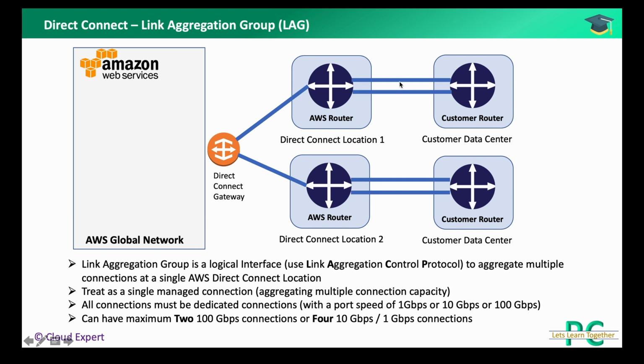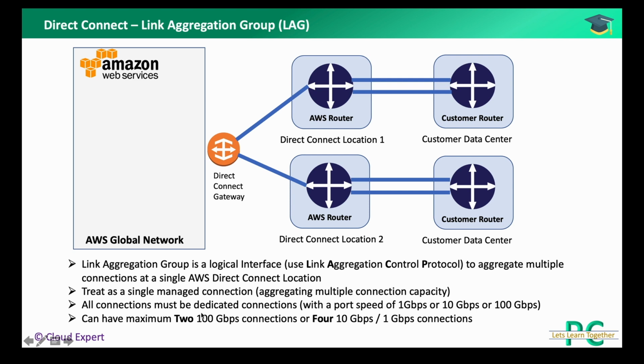and it will give you a logical high bandwidth network. So let's say you have 2 Direct Connect connections of 1 Gbps using LAG. What you can do is treat it as if it's a 2 Gbps connection. So you can understand you are just summing up the bandwidth of 2 separate connections into one. LAG will be treated as a single managed connection. It will aggregate multiple connection capacity.